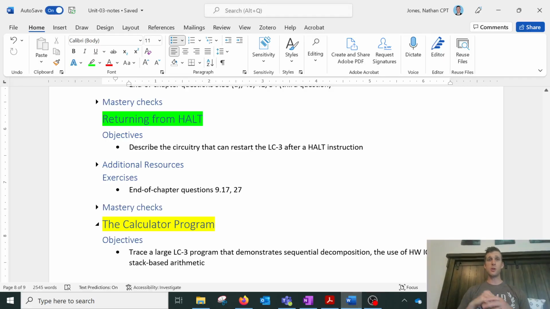Hey folks, this is Cap Jones here to talk to you about how we might actually return from the HALT instruction on the LC3. The textbook has kind of teased this almost the entire way, and although it never quite explains how to do that, based on some understanding I've got of microcontrollers, there's a possible solution that I want to share with you today. So our objective is going to be to describe the circuitry that potentially allows the LC3 to be restarted after a HALT instruction. Let's get started.